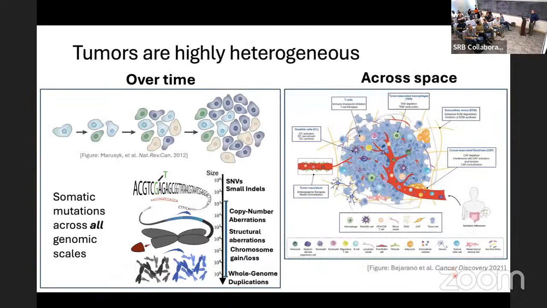I'm sure I don't need to tell this audience that tumors are highly heterogeneous. They are heterogeneous over time because tumors have evolved and acquired somatic mutations across all genomic scales, and they're heterogeneous in space because the tumor is supported by a rich microenvironment of various types of normal cells and immune cells that are interacting and supporting or antagonizing the tumor. So it's really quite essential to quantify both of these processes, heterogeneity over time and across space.